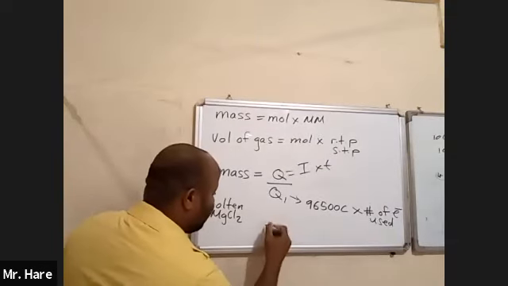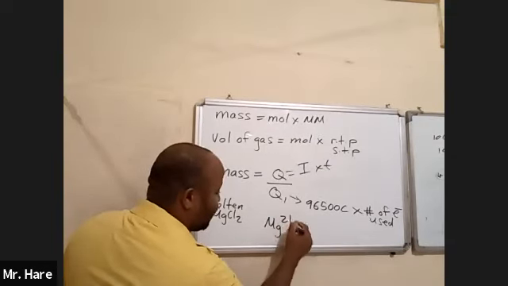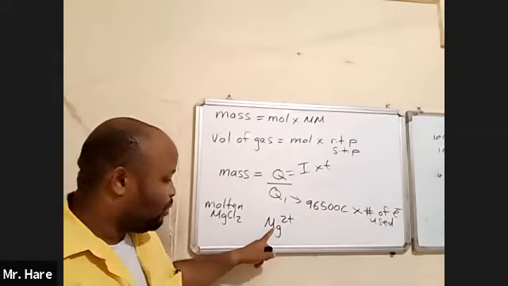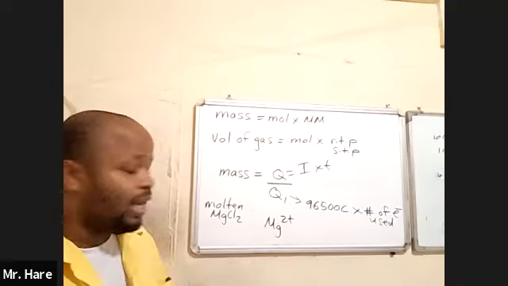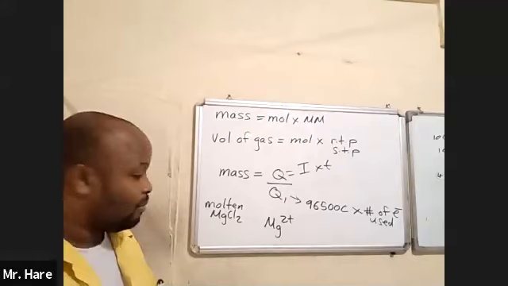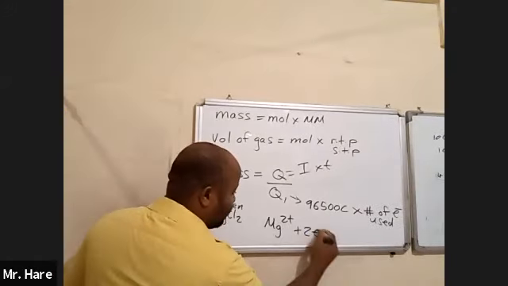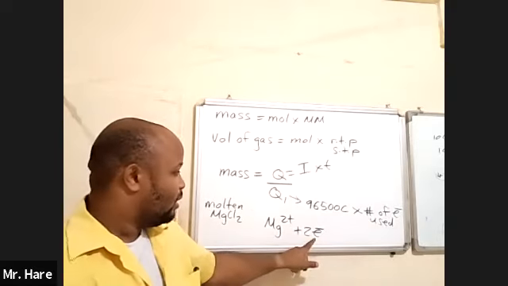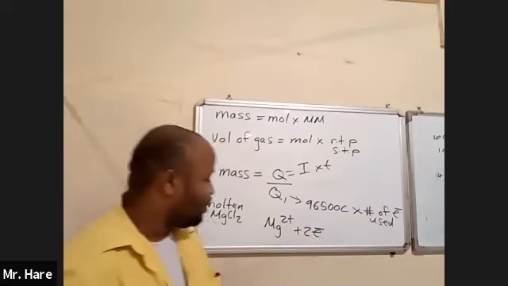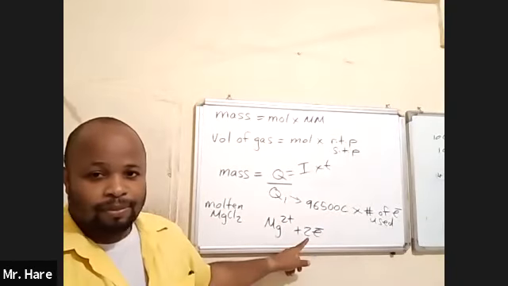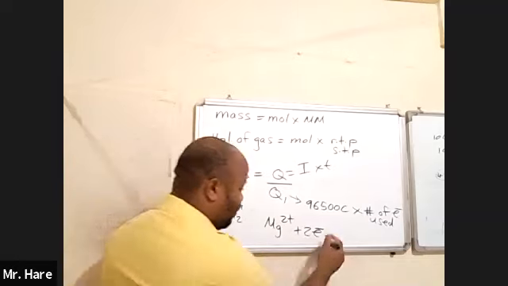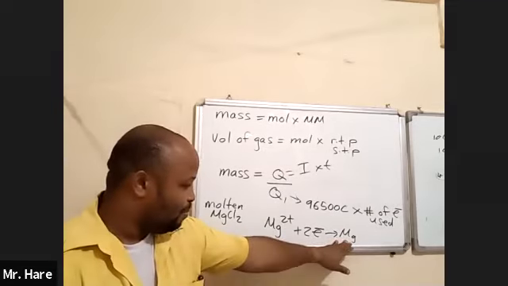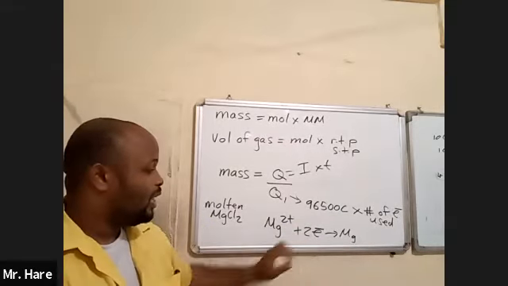Magnesium is 2 plus. So if it goes to the cathode, how many electrons will it gain? 2. So magnesium would need to gain 2 electrons. So how many electrons would we use? 2. That is what I mean. So to get your magnesium, you need to use 2 electrons.